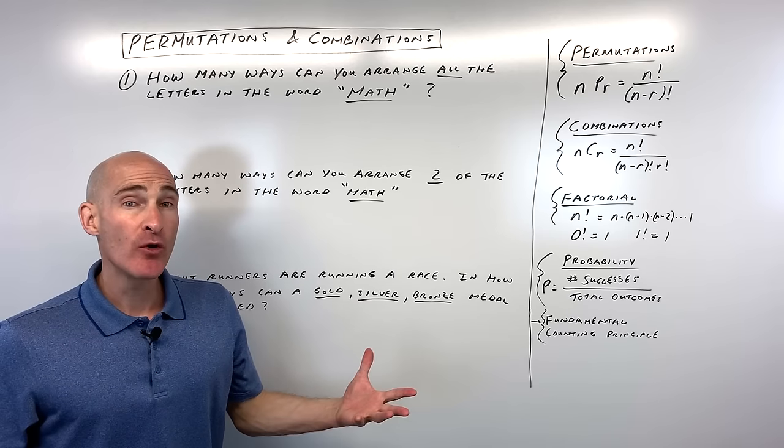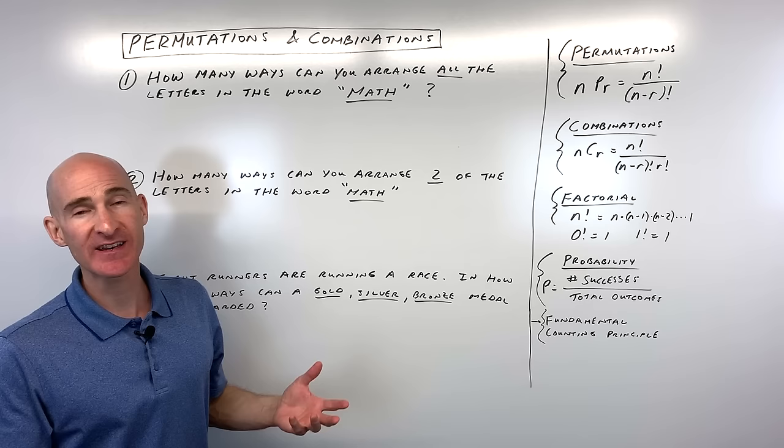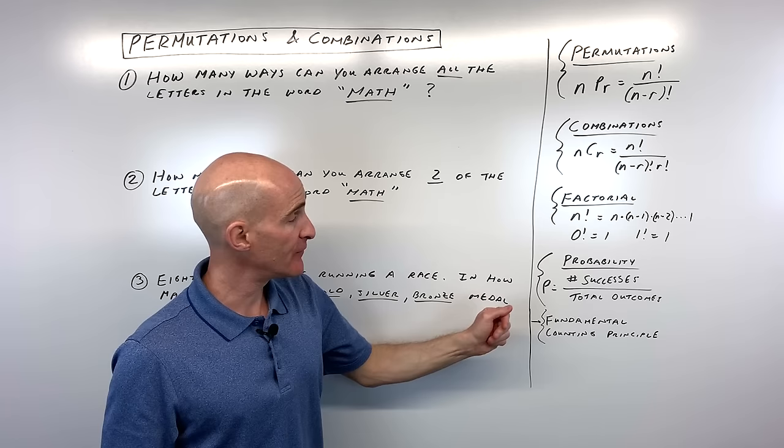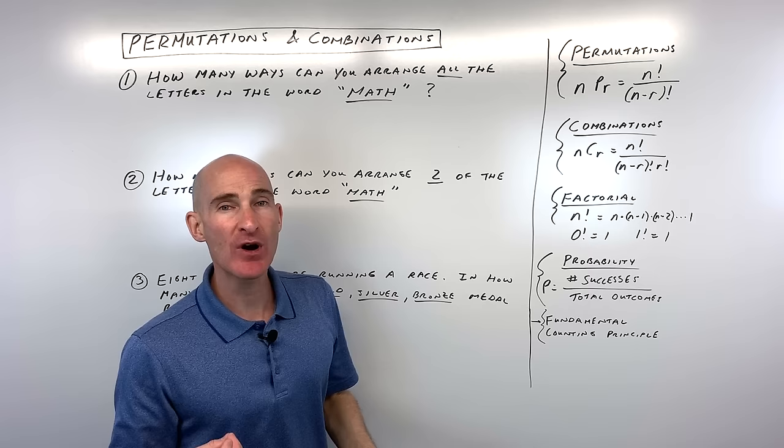In this video, I want you to get some experience working with story problems or word problems involving permutations as well as combinations. So we're going to go through these together, and as we go through them, I want to talk about some of the different formulas as well as some of the different definitions. We're going to be working with permutations, combinations, factorials, probability in a few of the problems, as well as the fundamental counting principle. So let's dive into the first problem, and we'll explain this as we go through it.